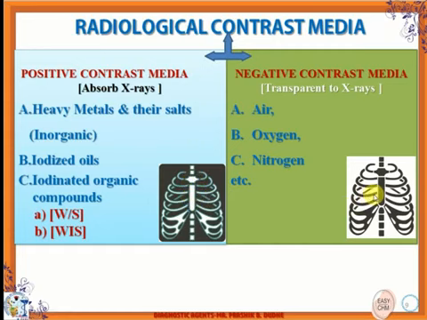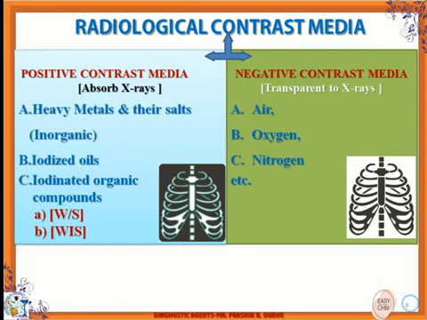And in the case of negative contrast media, you can see this black region of the X-ray film where it becomes transparent. So this is how these two work, and how the negative contrast media and the positive contrast media provide two opposite types of image on the X-ray film.